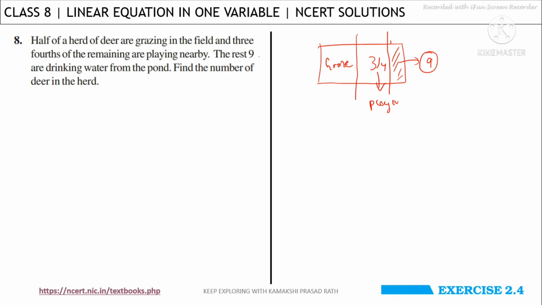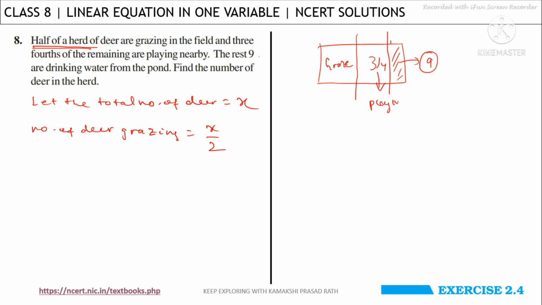So let's see here. First thing, let the total number of deer in the herd be x. So we see here the number of deer grazing. As given in the question, half of the herd are grazing. So half of x, we get x by 2. The next thing says 3/4 of the remaining are playing. Now we'll find the remaining. Out of the total, I will take out the grazing. So we get x minus x by 2, which is x by 2 only.